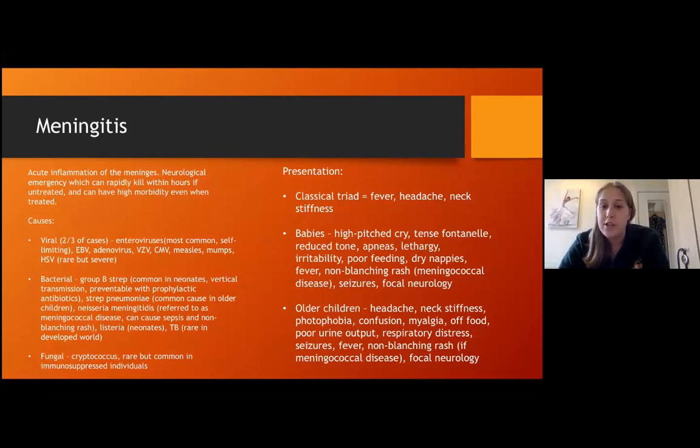They also might get photophobia, so they can't look at bright lights. Again, they might not be feeding very well, poor urine output, confusion, muscle aches. So these are going to be more things that the child can actually tell you about. But again, most important to look out for the non-blanching rash.